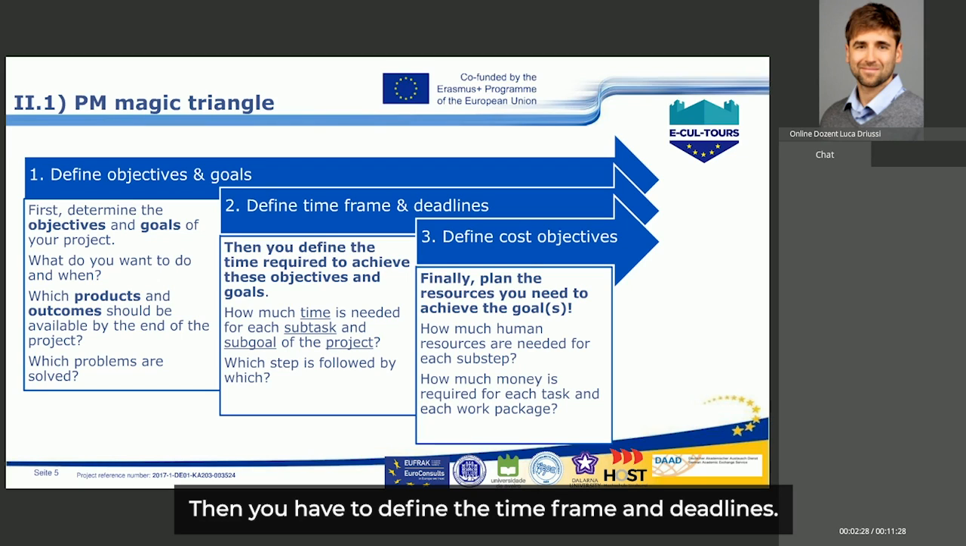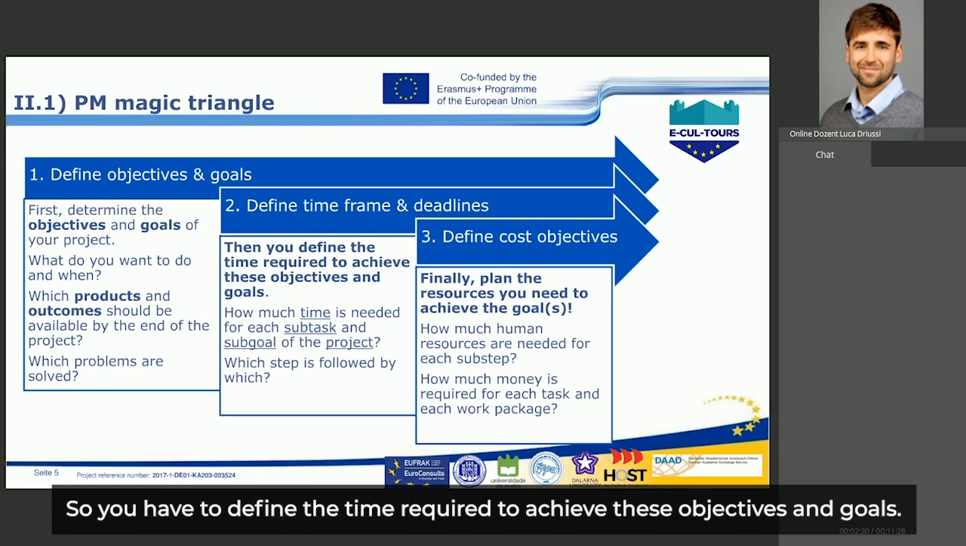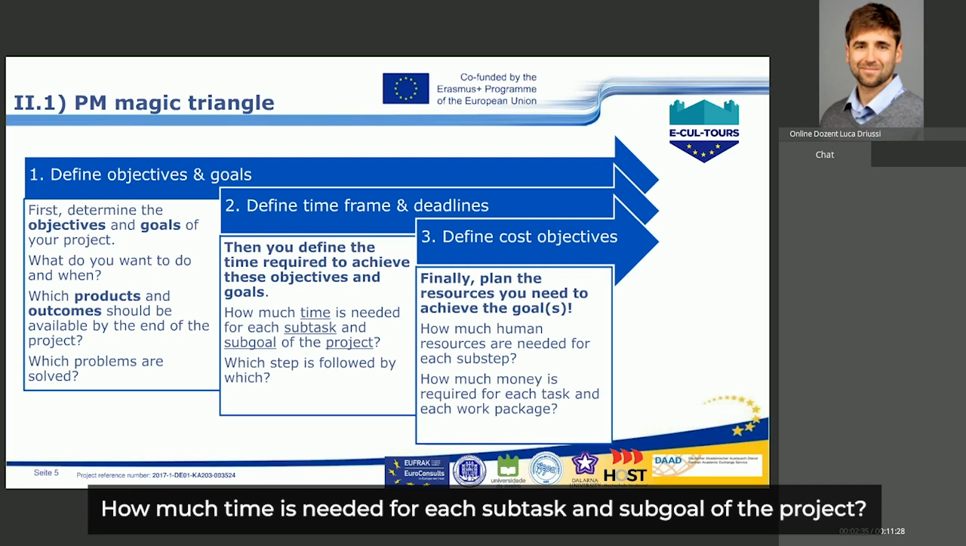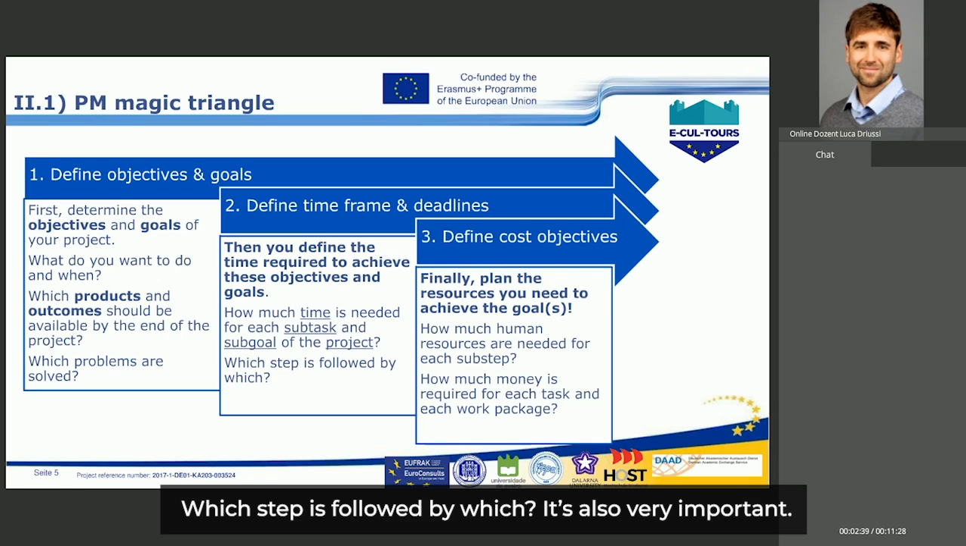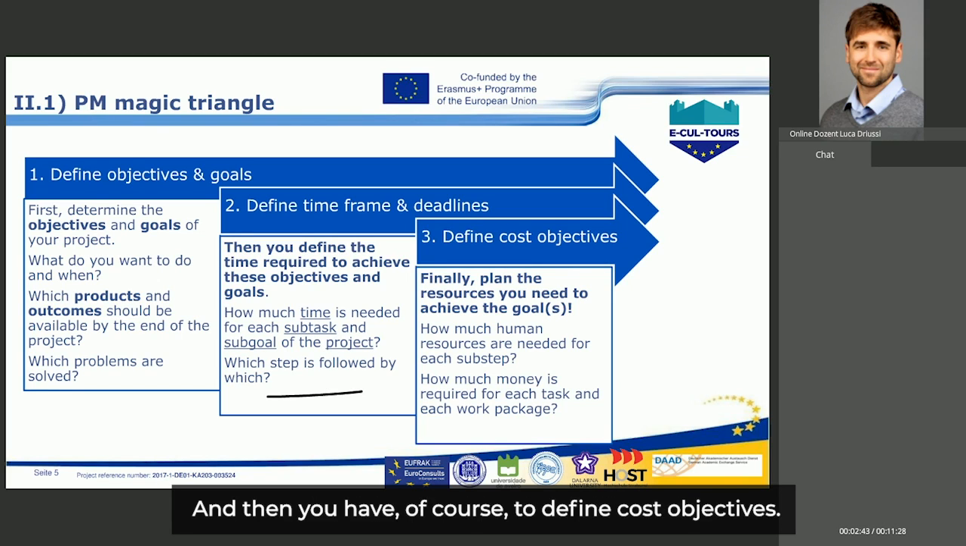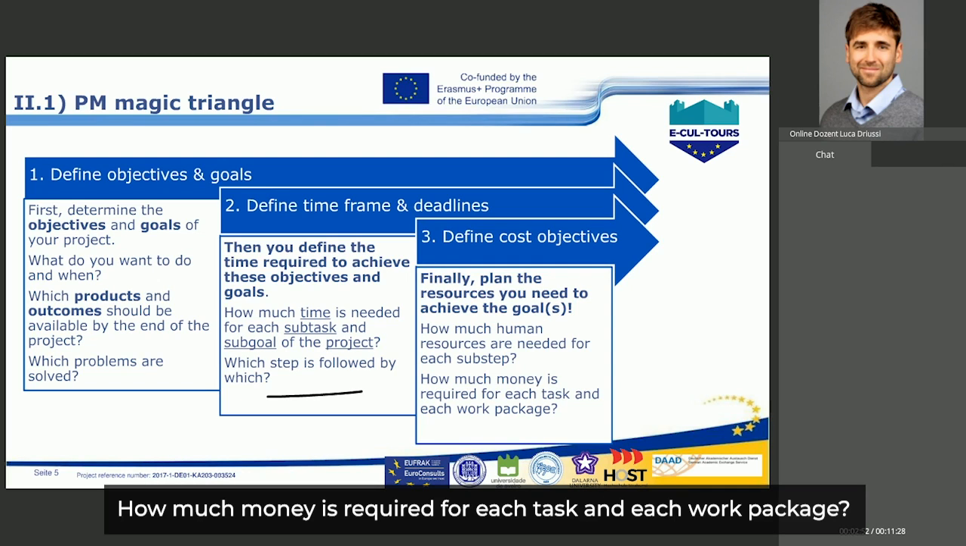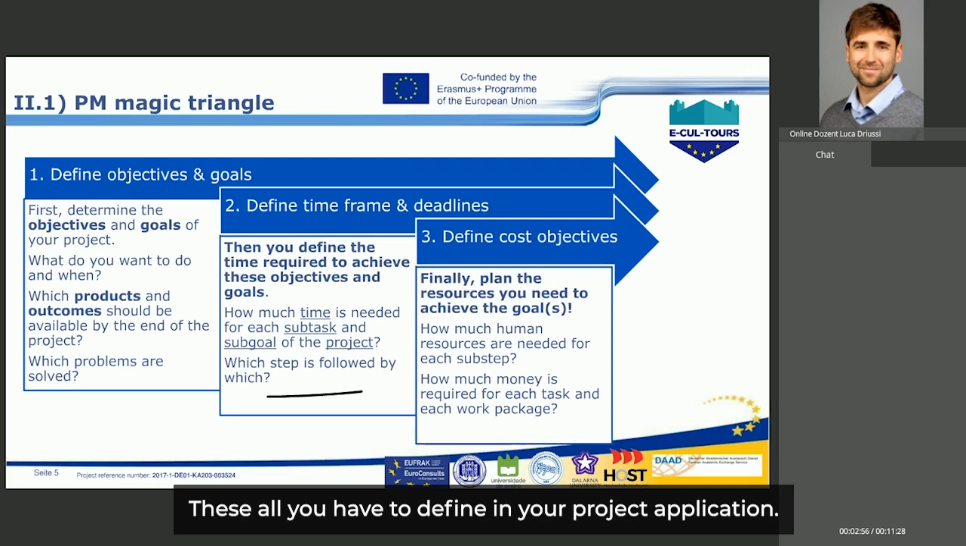Then you have to define the time frame and deadlines. So you have to define the time required to achieve these objectives and goals, how much time is needed for each subtask and sub-goal of the project, which step is followed by which. This is also very important. And then you have, of course, to define cost objectives. So plan the resources you need to achieve the goals. How much human resources are needed for each sub-step. How much money is required for each task and each work package. You have to define all these in your project application.